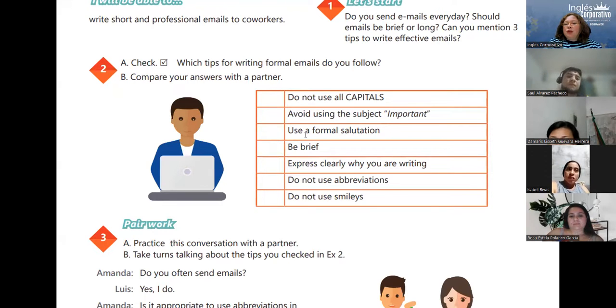Use a formal salutation. For formal salutations we use dear Mr. Smith, for example. Be brief, and to the point. Express clearly what you are writing. Express clearly why you are writing, sentence by sentence. Do not use contractions. Do not use abbreviations, for example ASAP, as soon as possible. We're not going to write things like FYI, for your information, or LOL. Right?